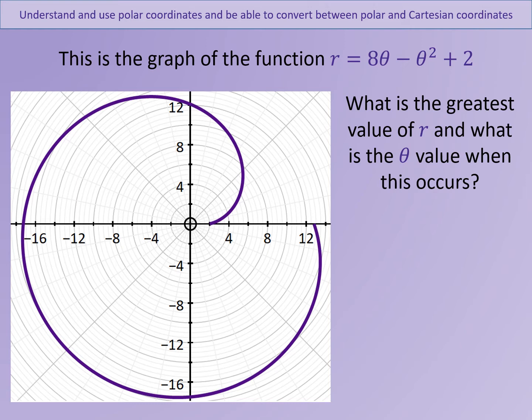Here we have the graph r equals 8 theta minus theta squared plus 2. We want to consider what is the greatest value of r that this curve takes. In other words, the furthest point on this curve away from the pole. We can see that the curve seems to move away from the pole, and then at some point it starts to move back towards the pole again. We also want to know which value of theta this would occur.